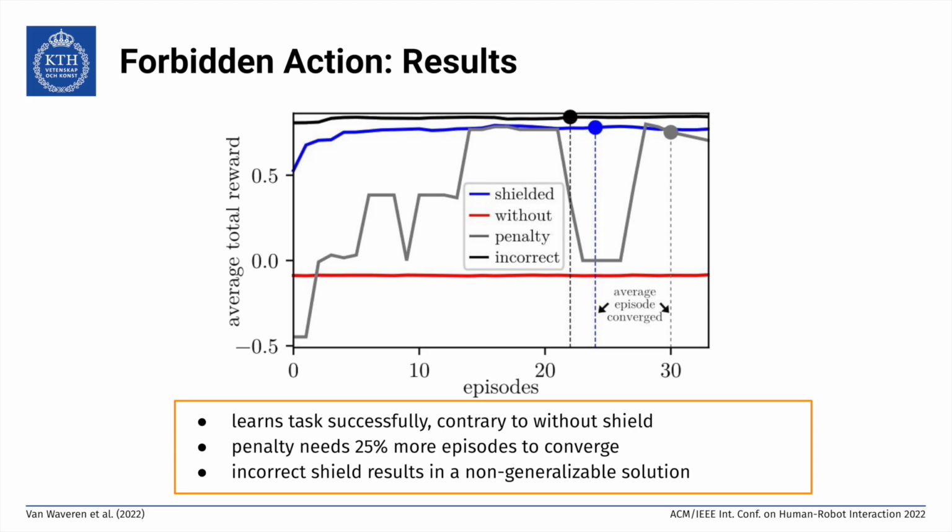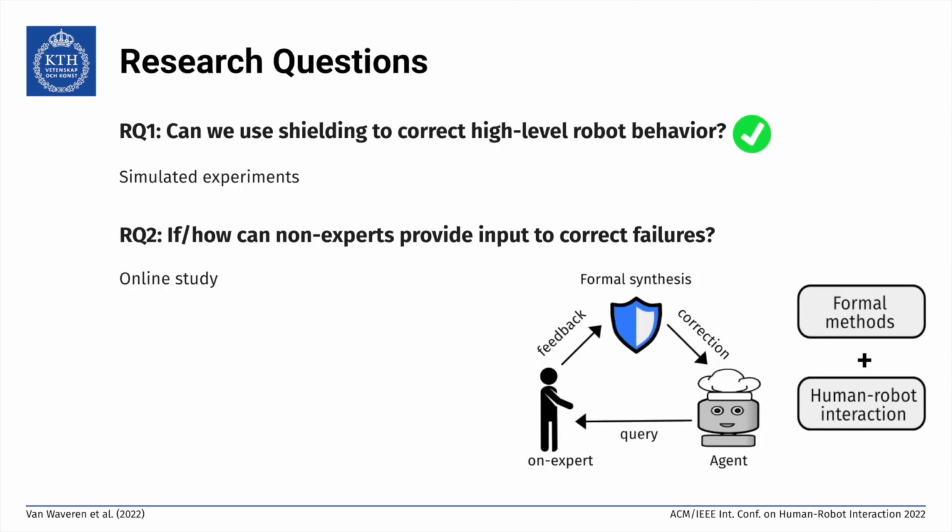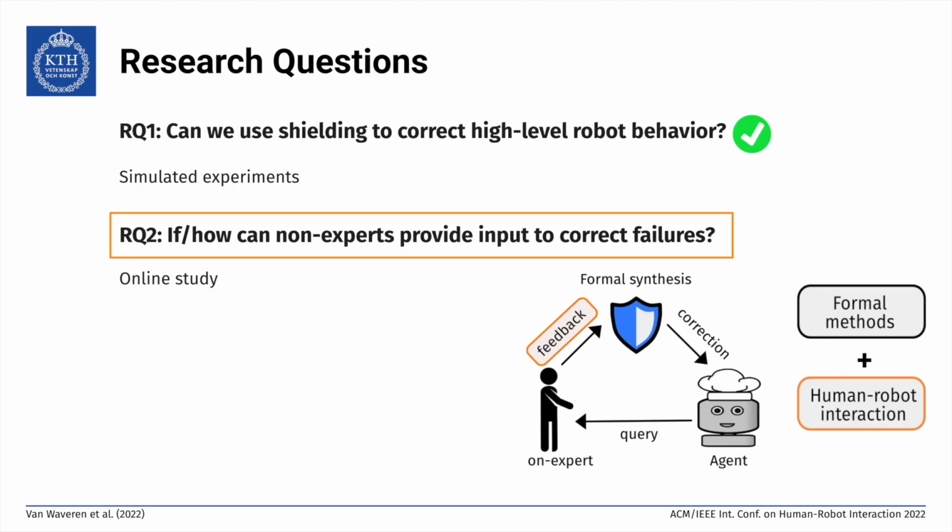The incorrect shield performed well. The agent learned that with activating the shield, it actually ends up at the delivery tile. So to summarize, the series of 3 simulated experiments showed that we can use shielding to correct high-level robot behavior. Now let's dive into how we obtained the feedback that we used to generate these shields.